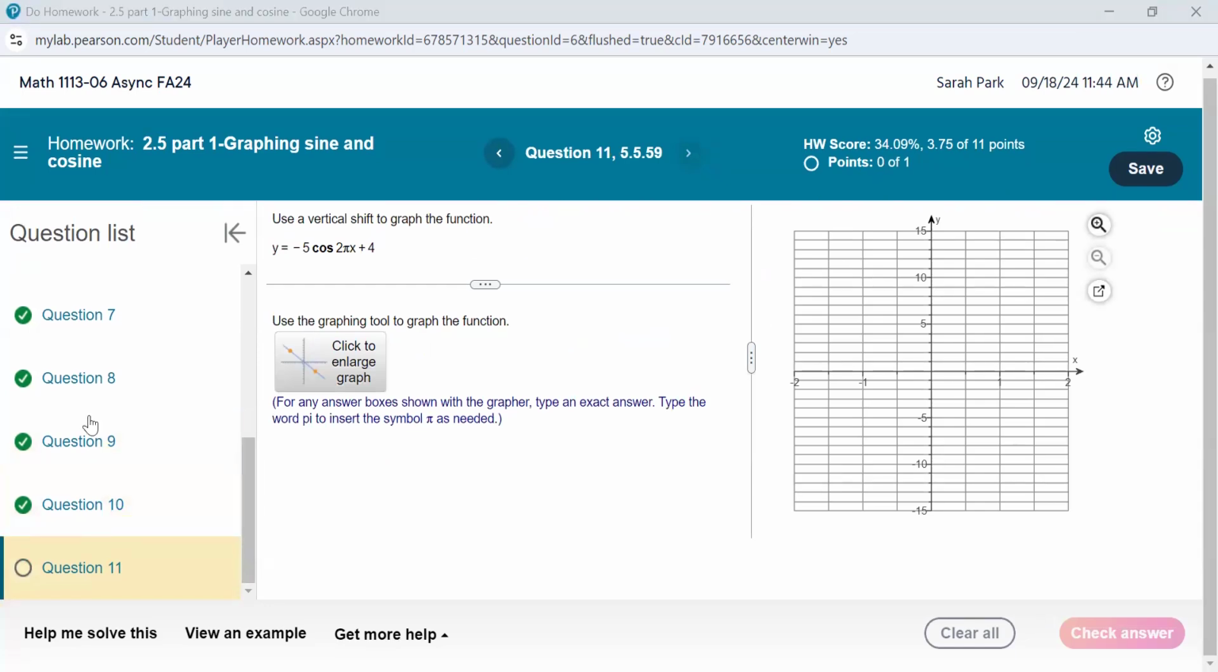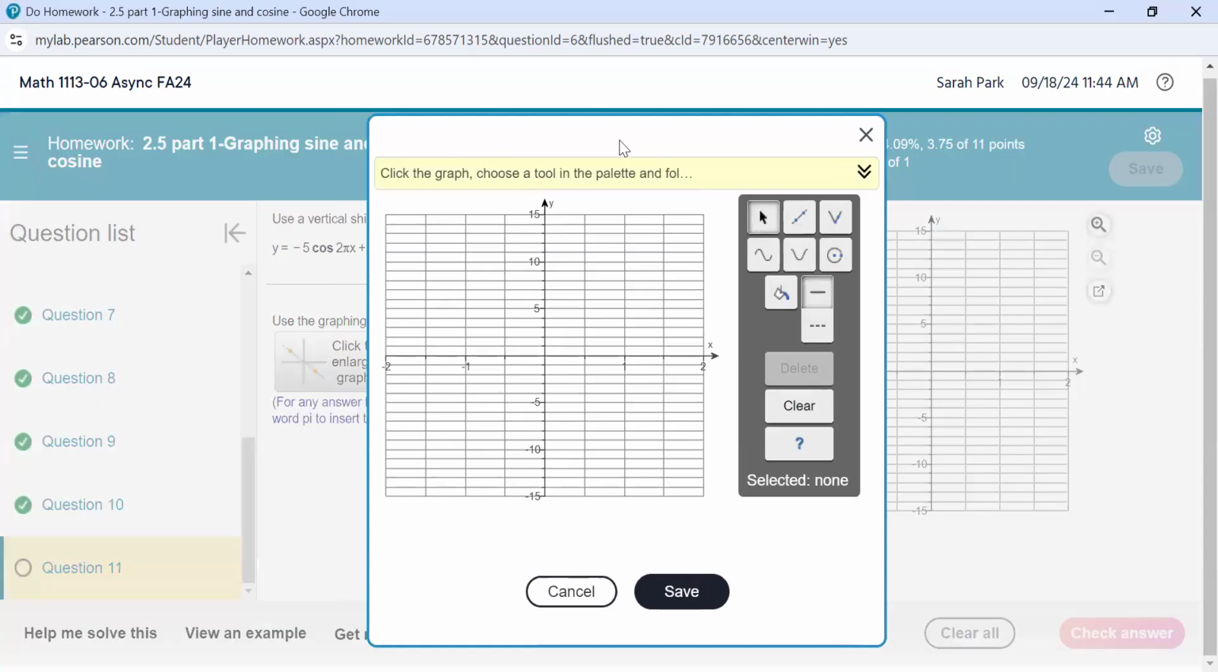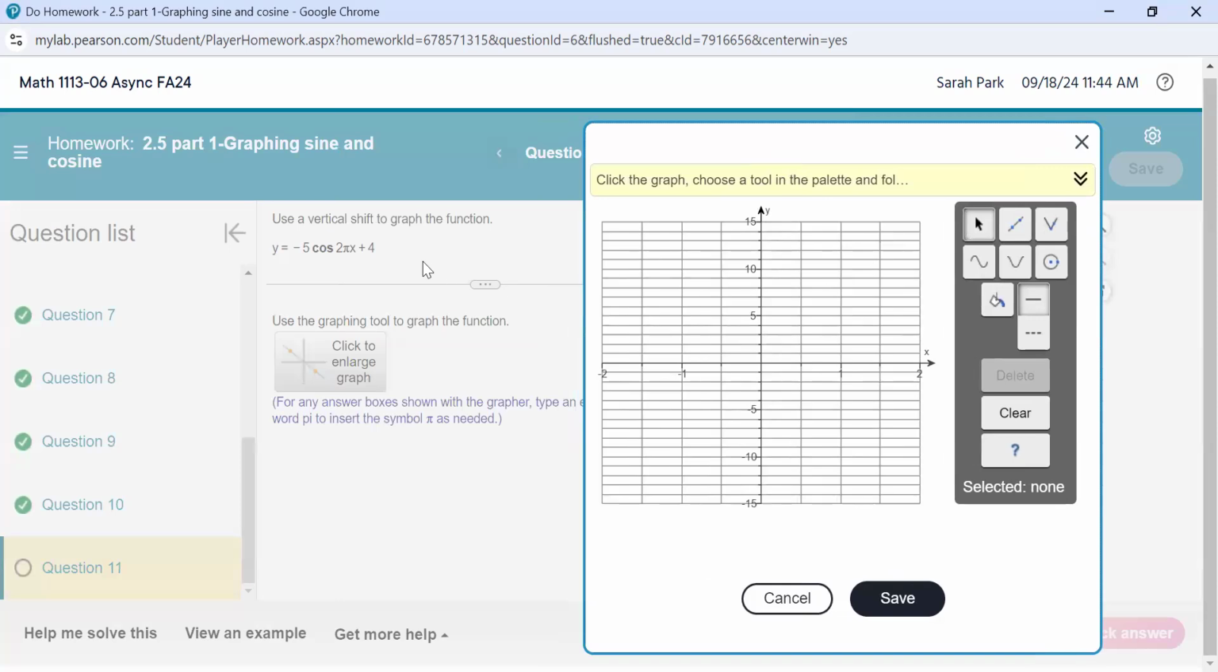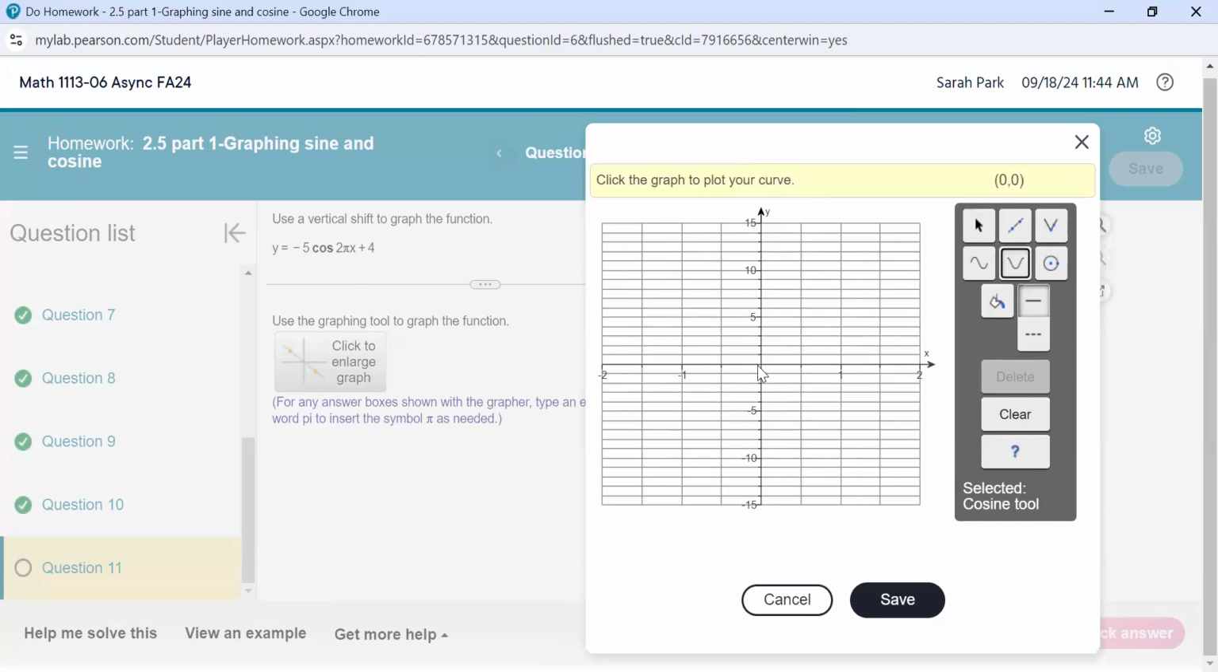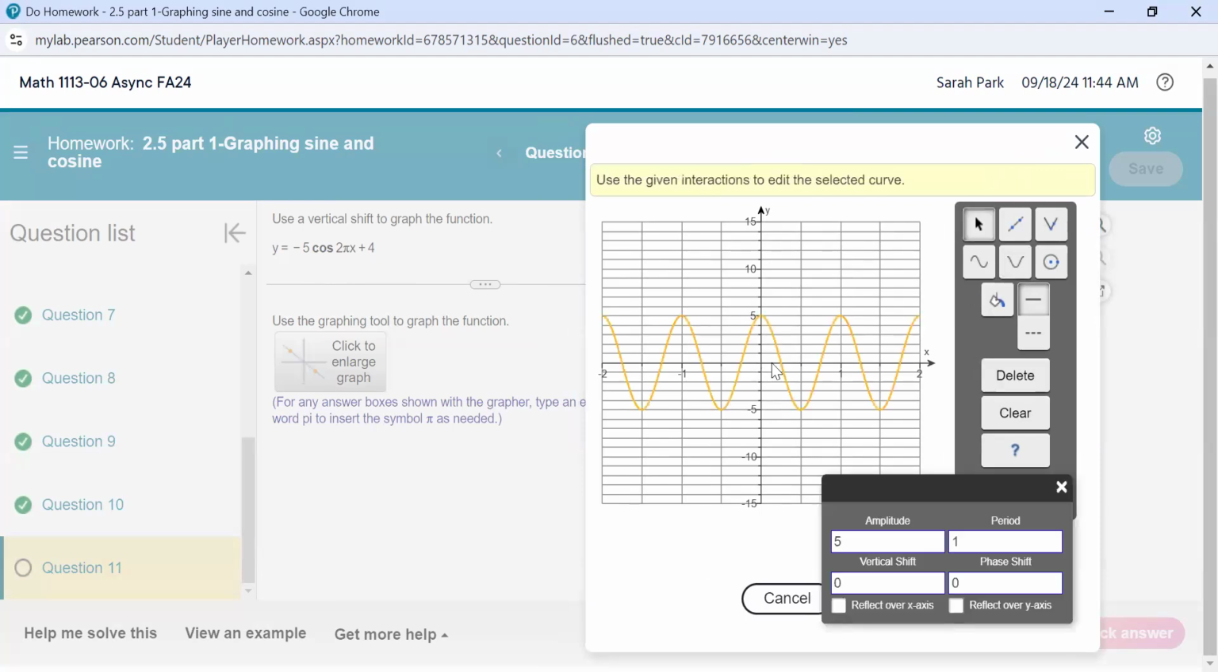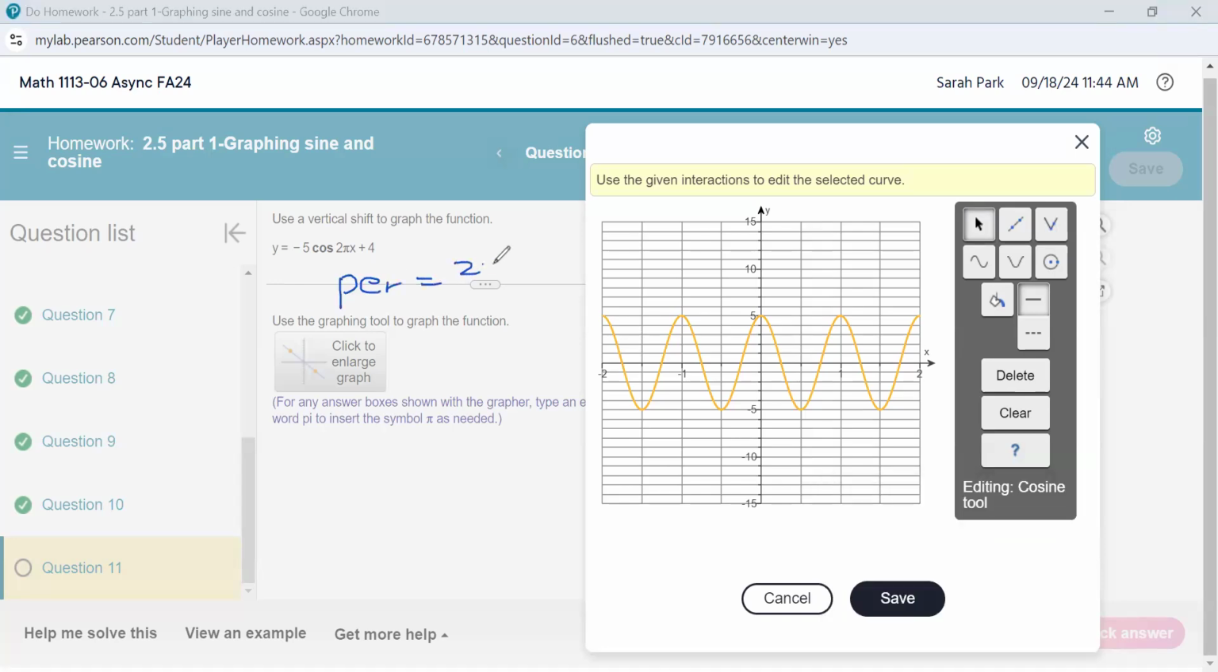Maybe I should do this one too. Okay, so 11, how you graph these is, basically this is a cosine, -5 cosine 2 pi x plus 4. You're going to go with the cosine tool and just click it anywhere on the graph. And then you see the amplitude, right? The amplitude is 5. The period, we get by doing 2 pi divided by b, and the b in this case is 2 pi. And so it's 1.